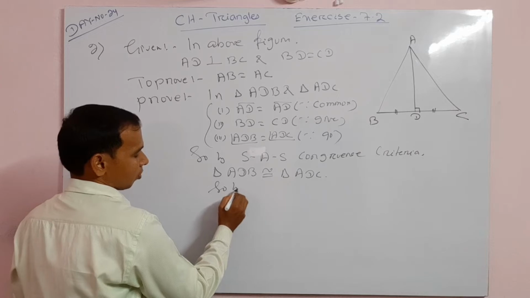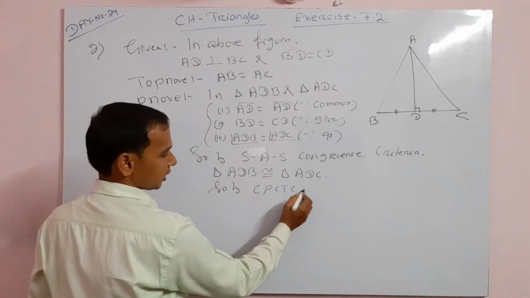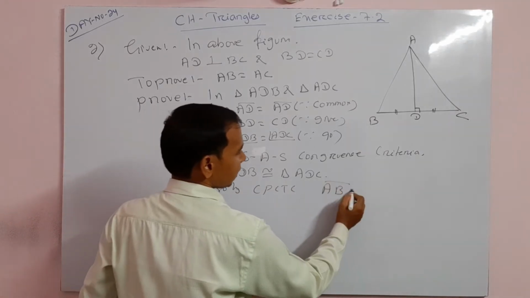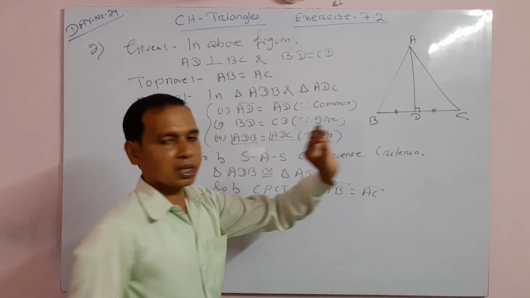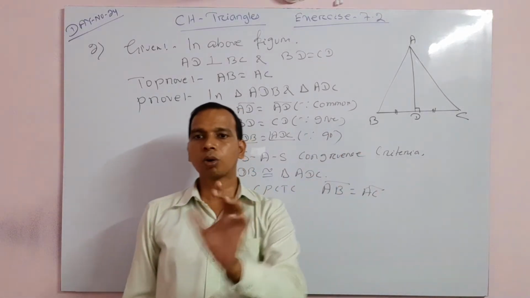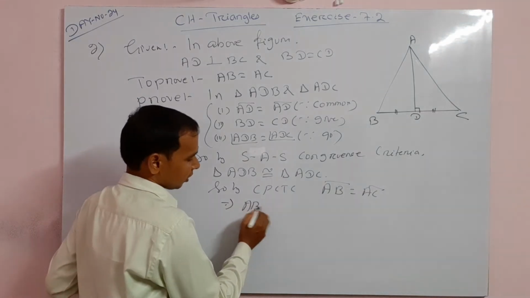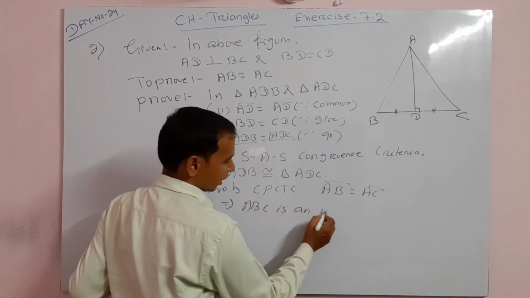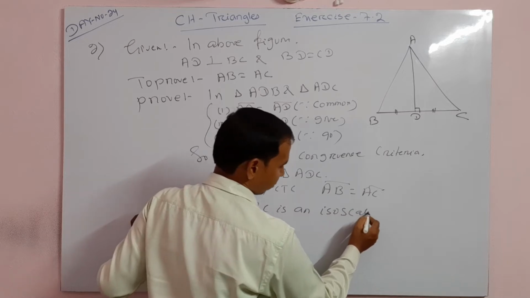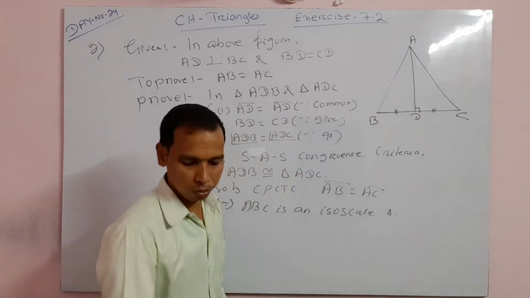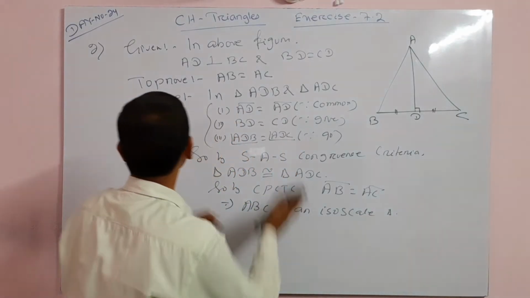So by CPCTC, AB is equal with AC. Here ABC is a triangle in which two sides are equal. Hence ABC is an isosceles triangle. Proved. Okay. Next, number 3.